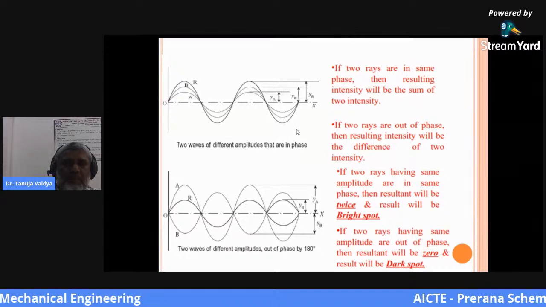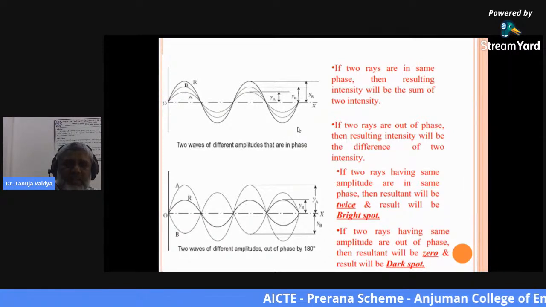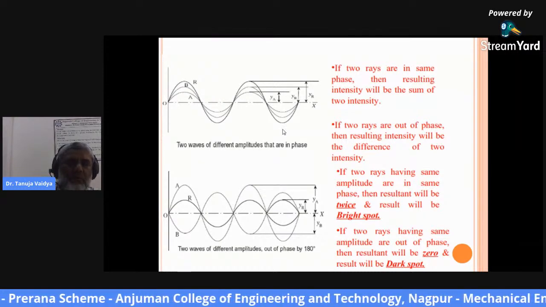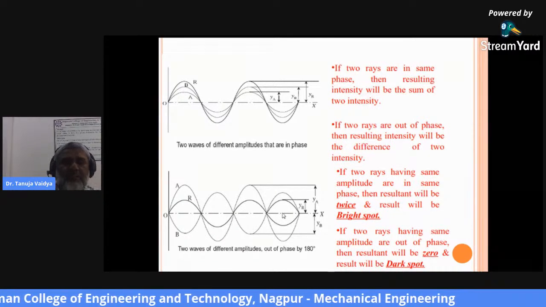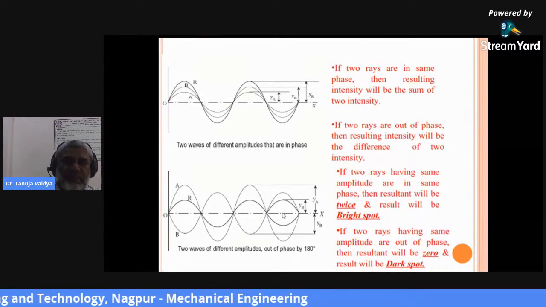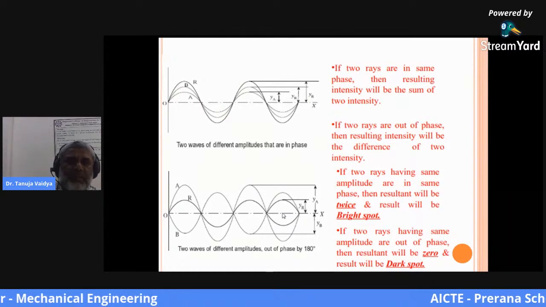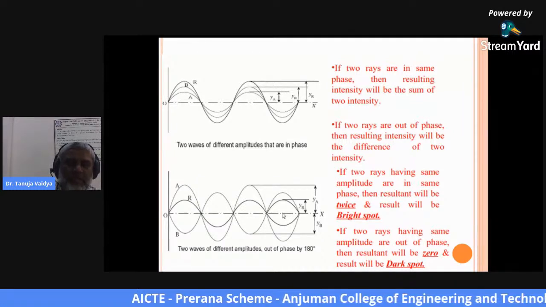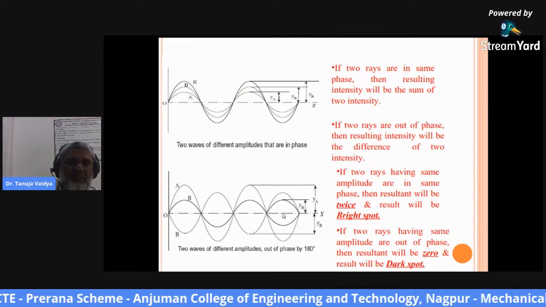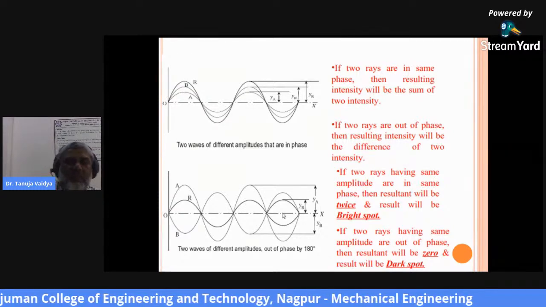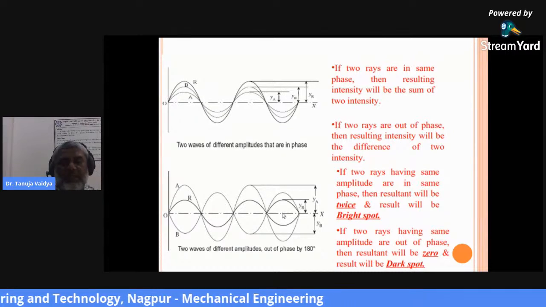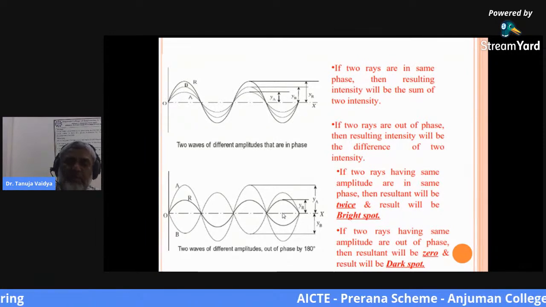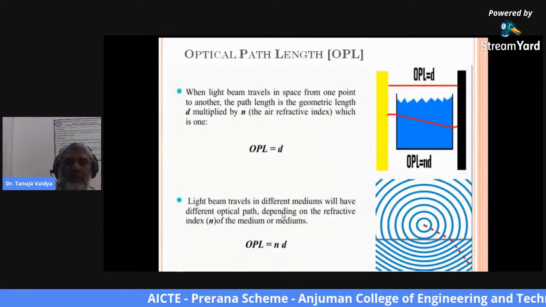If two rays having the same amplitude are in the same phase, then the resultant will be twice and the result will be a bright spot. If two rays having the same amplitude are out of phase, then the resultant will be 0 and the result will be a dark spot. These phases and amplitudes of rays are generally used to create bright spots and dark spots. With these bright spots and dark spots, various fringe patterns are available, and these fringe patterns are then used for calculating the dimension or accuracy or flatness of the particular part.